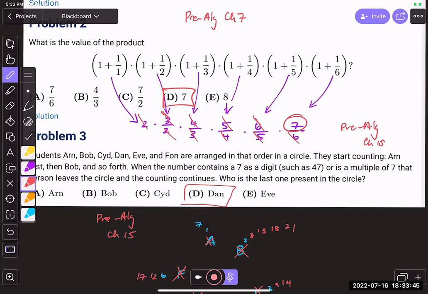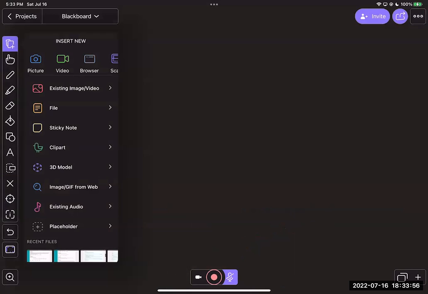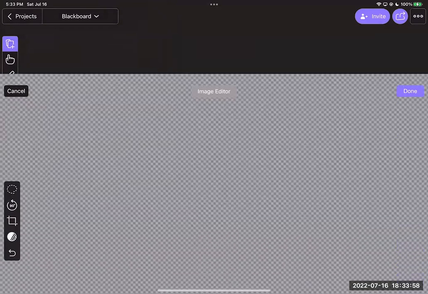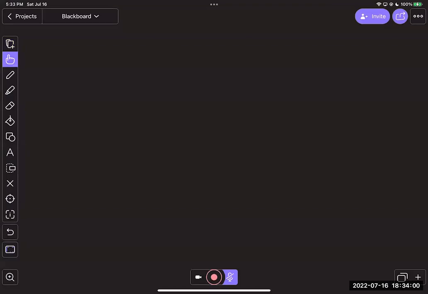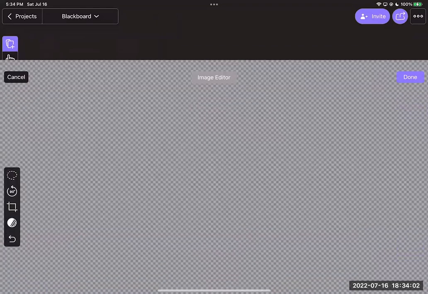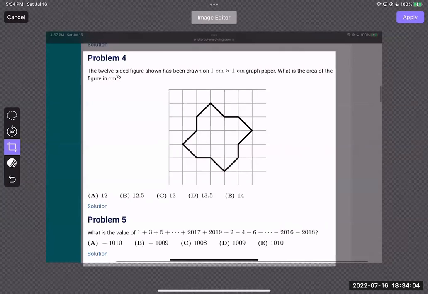But yeah, so that's what we're looking at here. Any questions over the first 3 problems? If not, then let's keep going. I have problems 4 through 5 here. Let's take a look.